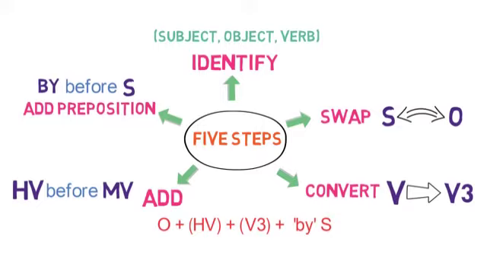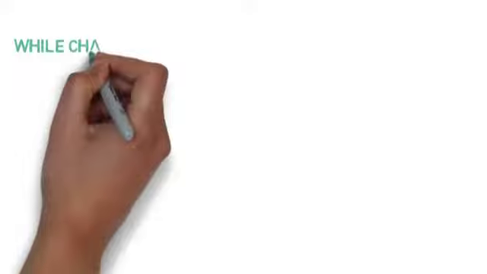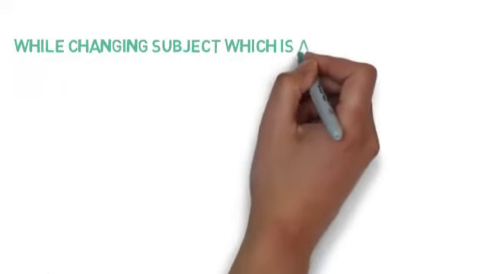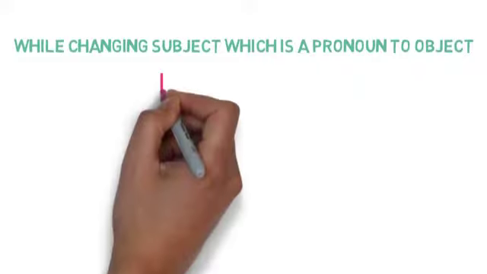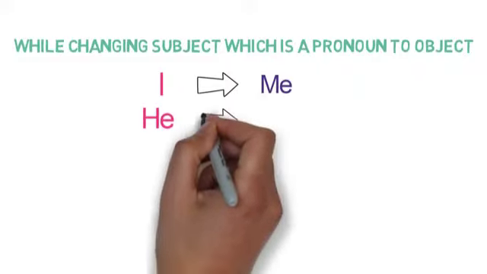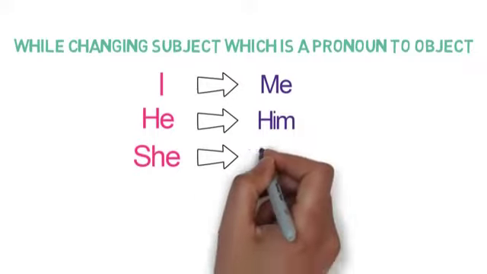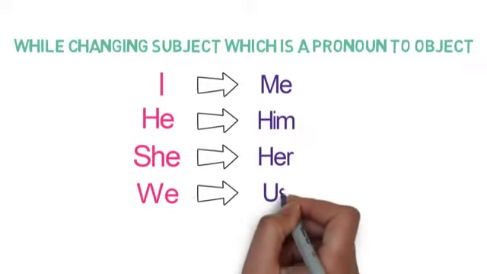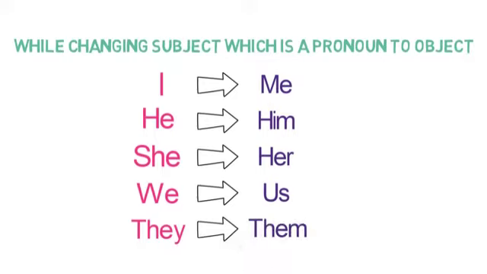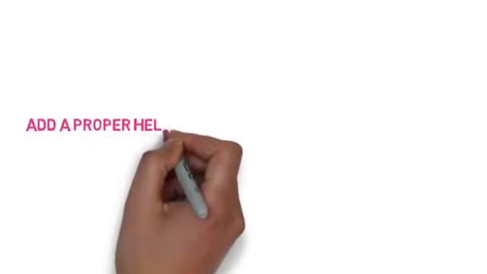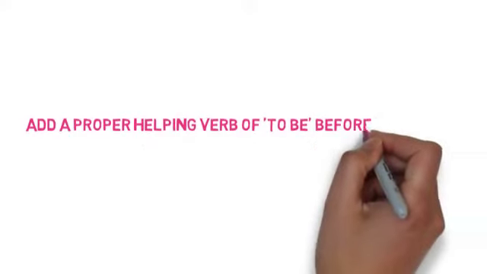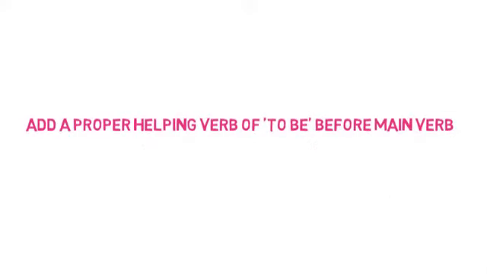There are 2 important things that need to be remembered here. Firstly, when replacing the subject with the object, if the subject is a pronoun, then conversion will be like this. I will become me, he will become him, she will become her, we becomes us, and they becomes them. Please remember this properly. Secondly, we need to add the proper helping verb of to be before the main verb. This helping verb is decided based on tenses.